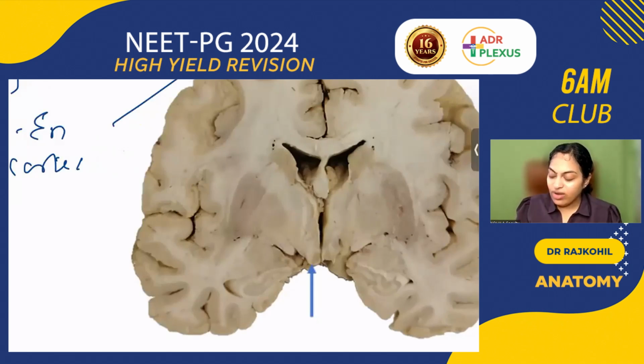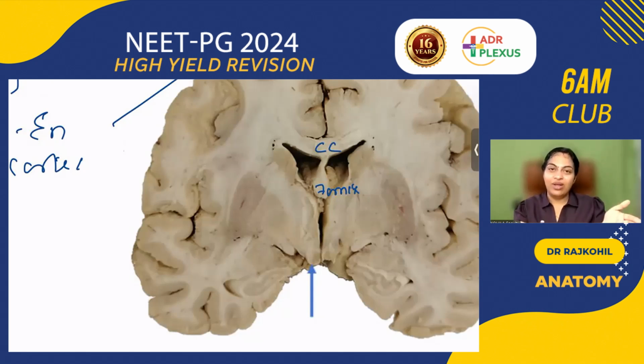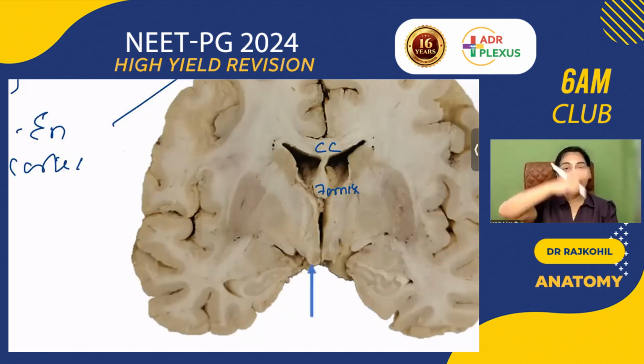What is the relation of fornix to the lateral ventricle? Anterior wall, posterior wall, roof, floor, medial wall, lateral wall. Can you tell me? The fornix is not in the roof. The roof is formed by the corpus callosum. The medial wall is formed by septum pellucidum. It separates the lateral ventricle of the right and the left. There is no connection between the lateral ventricles of both these sides. Okay, medial wall is formed by the septum pellucidum.